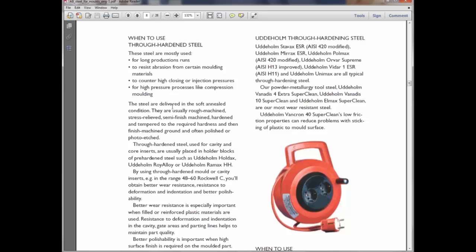The steels are delivered in the soft annealed condition. They are usually rough machined, stress relieved, semi-finished machined, hardened and tempered to the required hardness, and then finished machined, ground and often polished or photo etched. This is important. I will tell you.